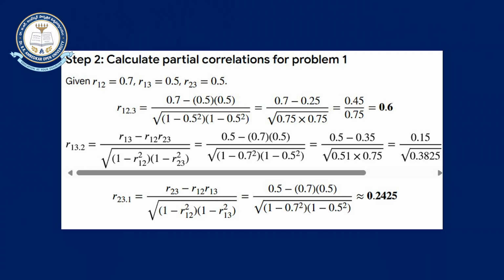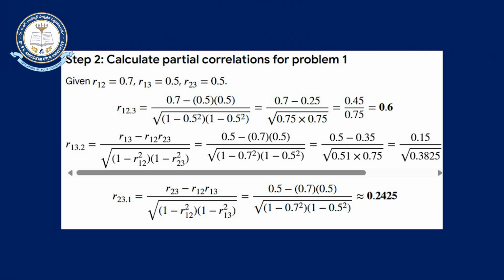Now, calculate the partial correlation for problem 1. What is problem 1? Here problem 1 is clearly R12 equal to 0.7, R13 equal to R23 equal to 0.5. So, taking these values, I am calculating the regression coefficients, that is, the multiple correlation coefficients, capital R's, and the correlation coefficients. Now, the simplification: R12 equal to 0.7, R13 equal to 0.5, R23 equal to 0.5. R12.3, substituting in the above formula directly, I get the value 0.6.